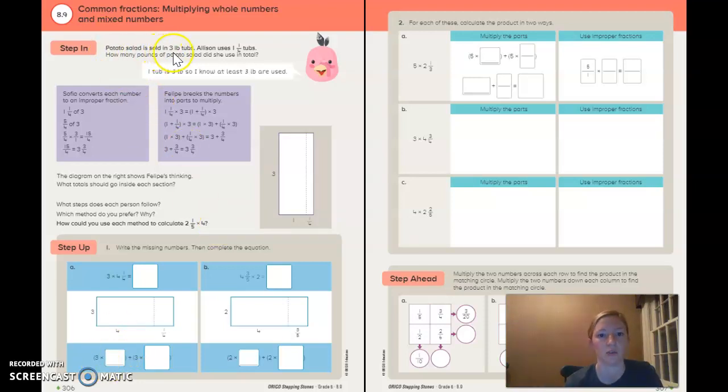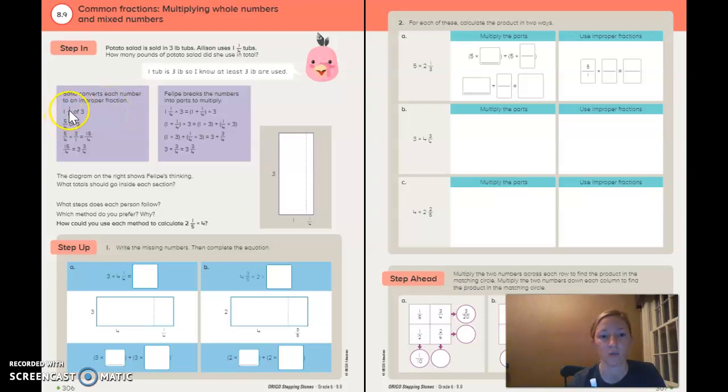Potato salad is sold in 3-pound tubs. Allison uses 1 1/4 tubs. How many pounds of potato salad did she use in total? So here the little chicken guy says 1 tub is 3 pounds, so I know at least 3 pounds are used. Okay, Sophia converts each number to an improper fraction to solve this.